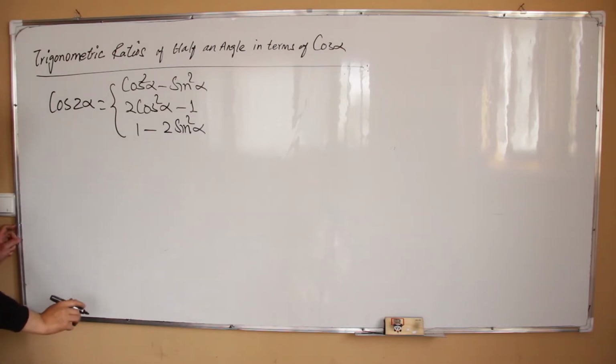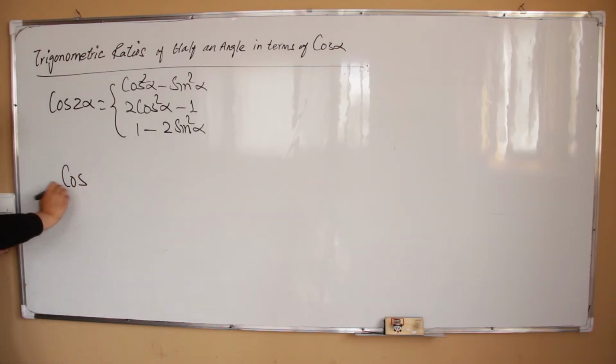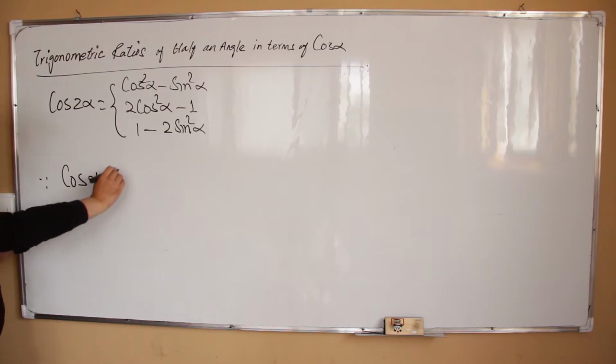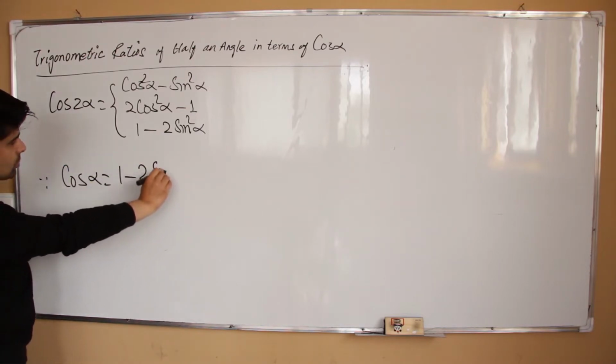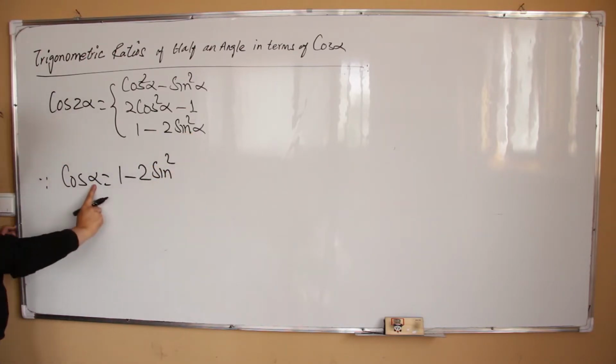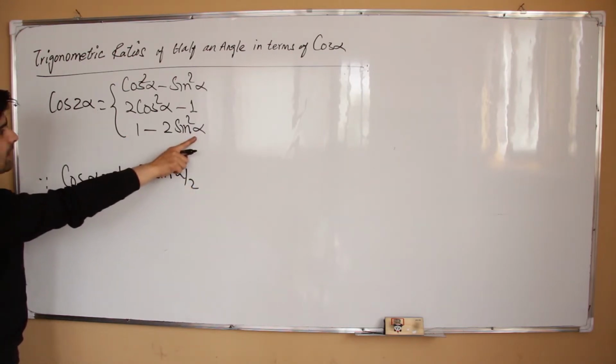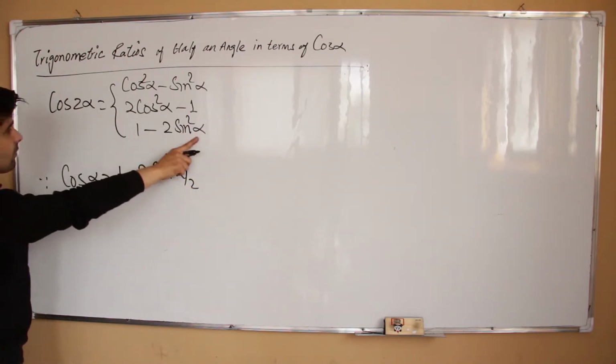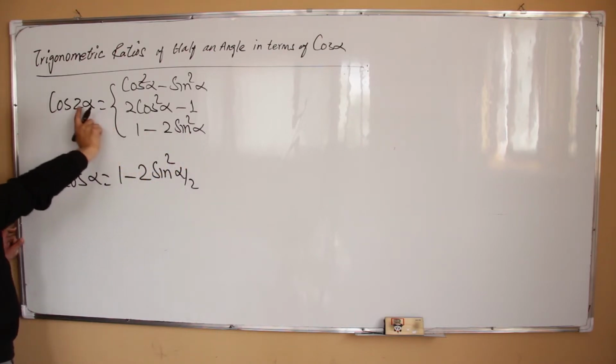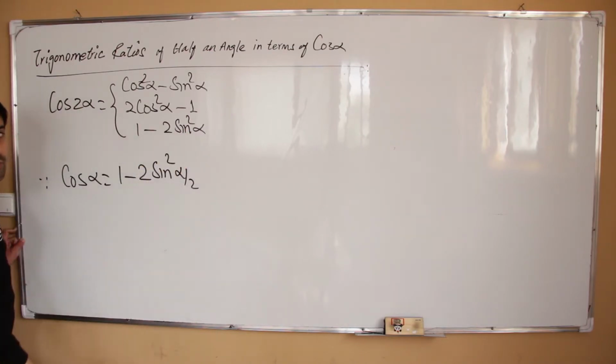Now, I want to use this formula. What do I mean? If we want to define cosine of alpha, you can use 1 minus 2 sine square of its half. What's the half of alpha? Alpha by 2. For 2 alpha, it's alpha. For 3 alpha, 3 alpha by 2. For 4 alpha, it's 2 alpha. For alpha, it is alpha by 2. Am I right or not?